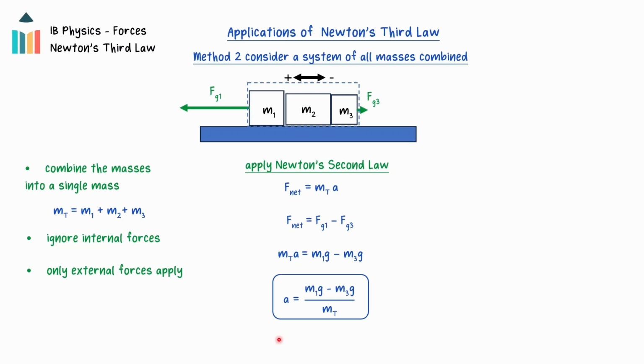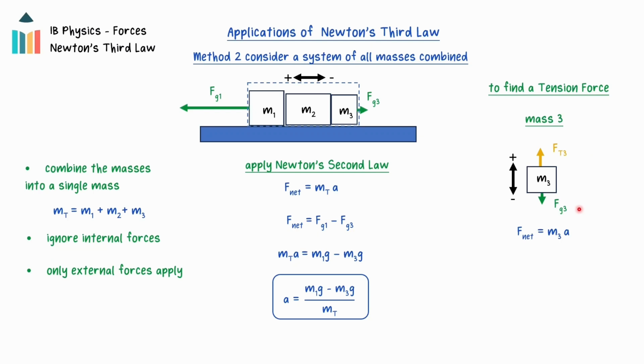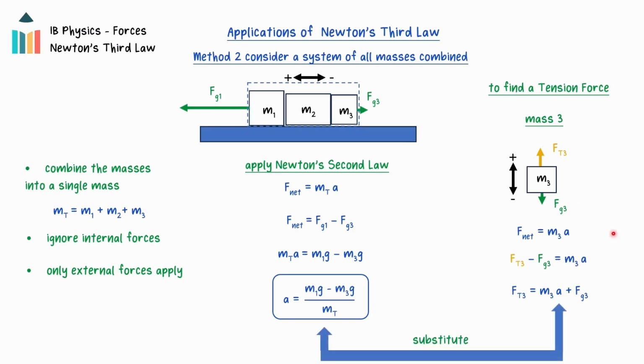To go on and solve for a force of tension, we would need to consider all the forces acting on the mass. For example, if we wanted to find the force of tension acting on mass 3, we would then use a free body diagram for mass 3 to identify the 2 forces acting on the mass, the force of tension acting on mass 3 and the force of gravity acting on mass 3. We could then use Newton's second law for mass 3 and find the equation of motion for mass 3. We would then need to substitute our expression for the acceleration into this formula to find the force of tension acting on mass 3.